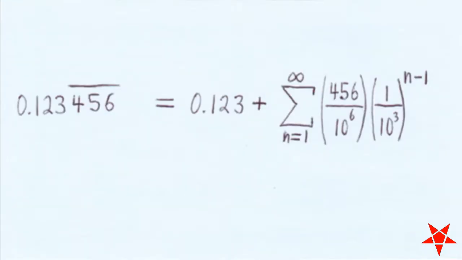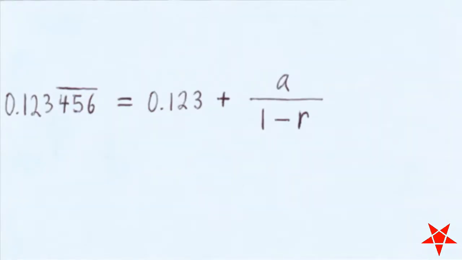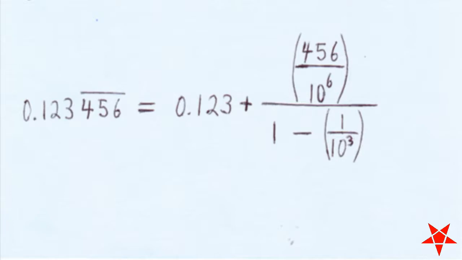Since 1 over 10 to the third is less than 1, the series in question converges, and we can express it using the aforementioned formula. Pause for a drink and let this sink in.